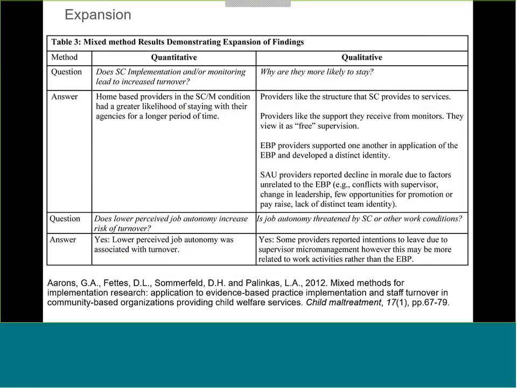What our qualitative data told us was that providers liked the structure, especially early career providers, that SafeCare provides the services. They felt that the support they received from their coaches or monitors, they viewed as free supervision. It was seen as supportive. And the providers also supported one another in applying the evidence-based practice, and they developed a professional identity around the delivery of the model, whereas services-as-usual providers reported decline in morale due to factors unrelated to the practice. So, for example, conflicts with supervisors, changes in leadership, and fewer opportunities for learning and for having a team identity. So in the case of expansion, being able to place your quantitative and qualitative findings side by side can really help illustrate how you're mixing your mixed methods.